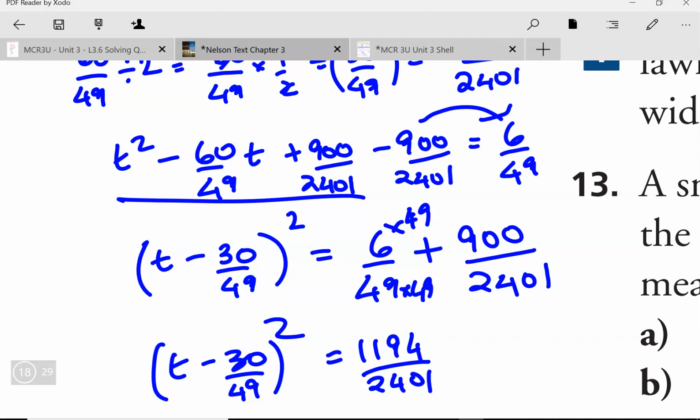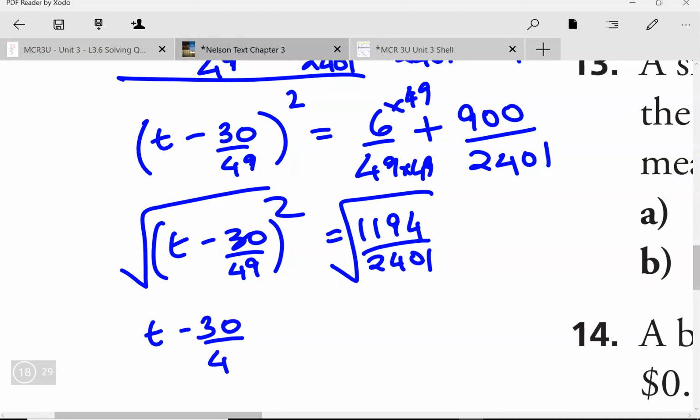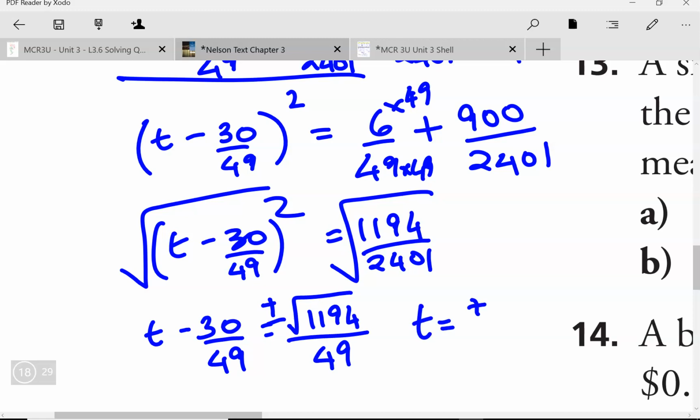It is not a perfect square. I am officially crying. Take the square root of both sides. t minus 30 over 49 equals plus or minus the square root of 1149 divided by 49. So now t equals 30 plus or minus the square root of 1149, all divided by 49.